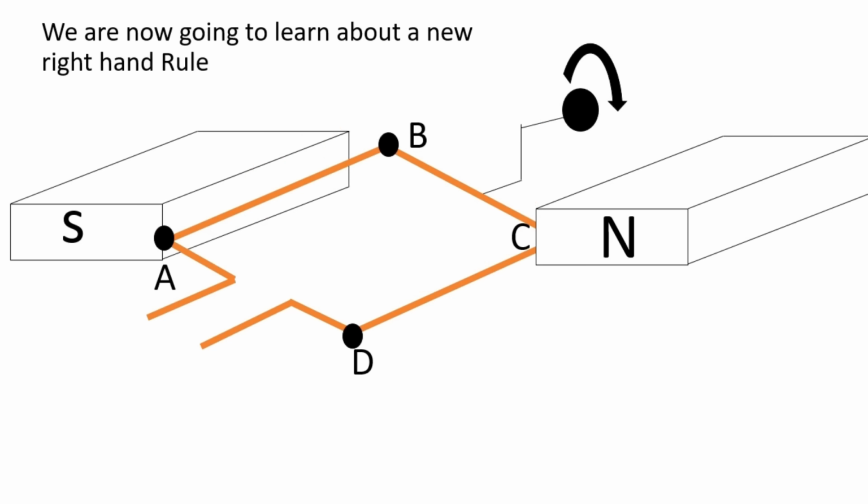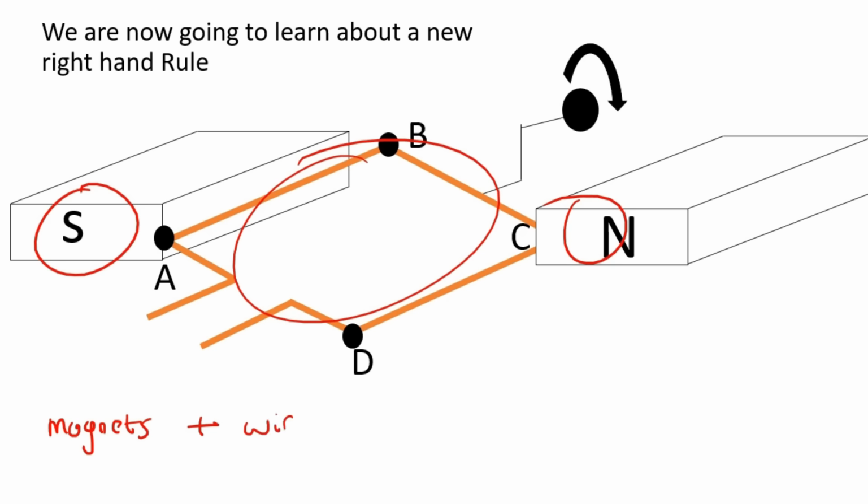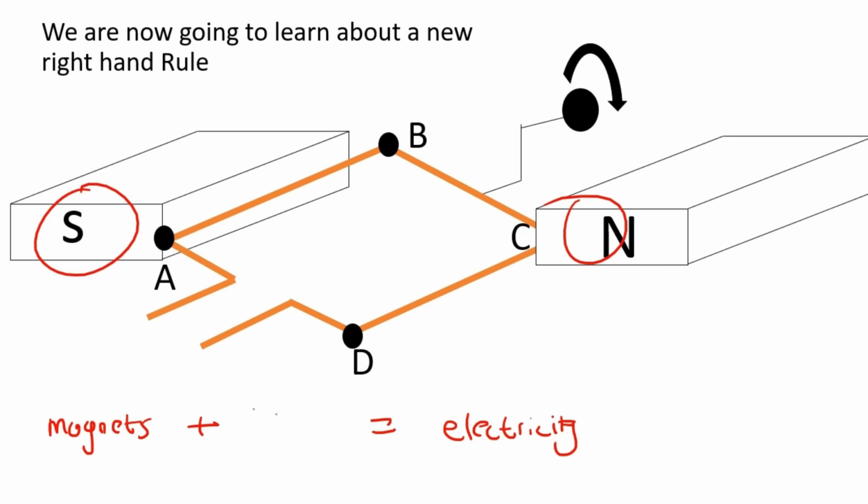Okay? Right, now we are in a position to learn about the right hand rule. What the right hand rule is, let's just quickly learn this. What it helps us to do, we've got magnets, we've got turning. We're always going to have that. So if you take magnets and you take some type of turning motion, then we produce electricity.